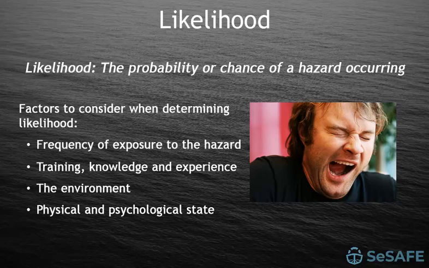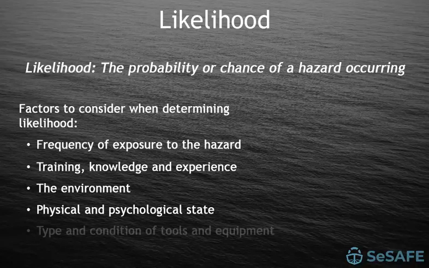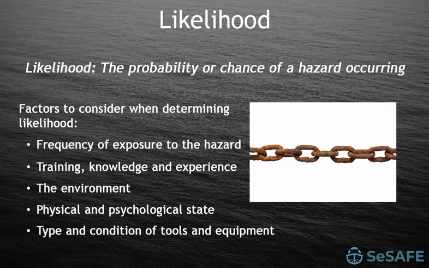However, the physical and psychological state of the person is not always easy to determine, so consideration needs to be given to the type, amount, and duration of their work when considering the likelihood of an accident. Finally, the likelihood of an accident is influenced by the type and condition of tools and equipment used to complete a task. For example, old rope or chain is more likely to part than new rope or chain.